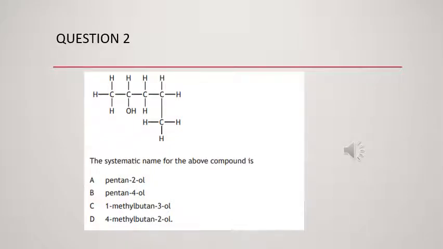Question 2. You're given a structure, as shown on the slide, and it says the systematic name for the above compound is A. Pentan-2-ol, B. Pentan-4-ol, C. 1-methylbutan-3-ol, or D. 4-methylbutan-2-ol. Pause the video now and try and answer that question.